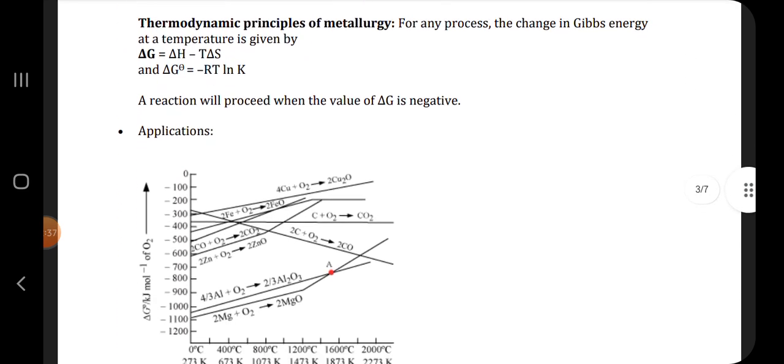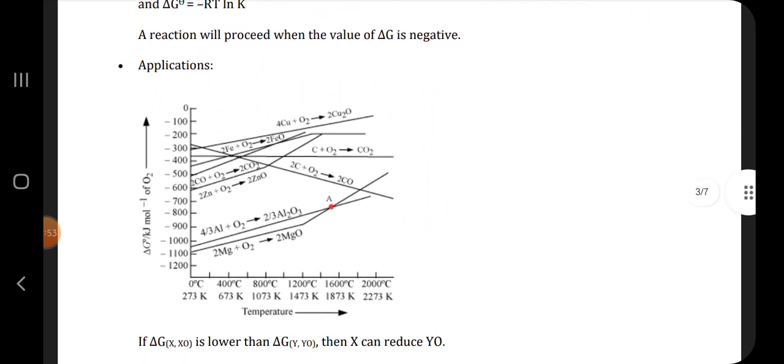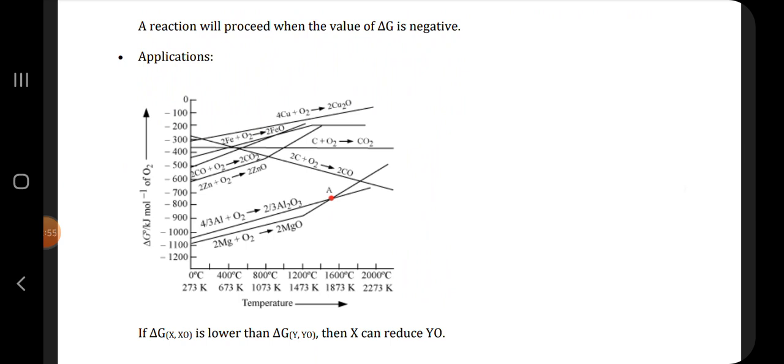Then the thermodynamic principle of metallurgy. For any process, the change in Gibbs energy at a temperature is given by ΔG = ΔH - TΔS, and ΔG° = -RT ln K. The reaction will proceed when the value of ΔG is negative.